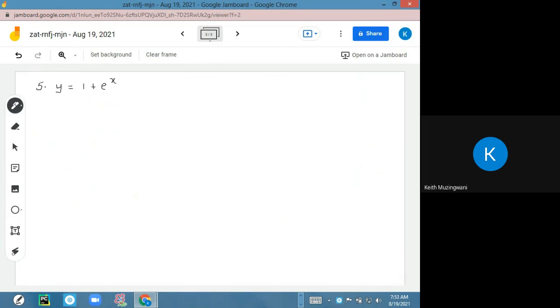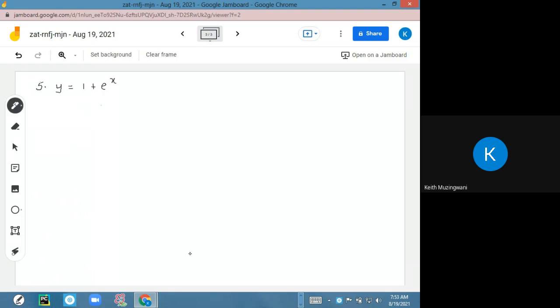Since e to the power x will never be 0, it means that you will never get 1. Remember, you can only get 1 if this piece can be 0, so that we say 1 plus 0 is 1. But this will never be 0. For any number x, e to the power of that number can never be 0. So we'll never have 1 as y.